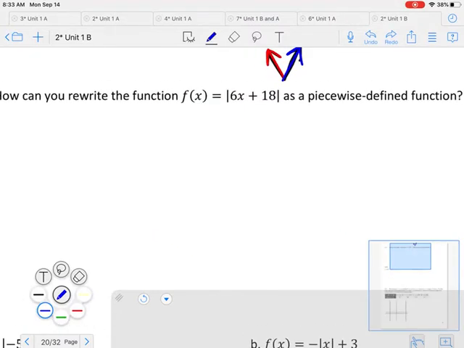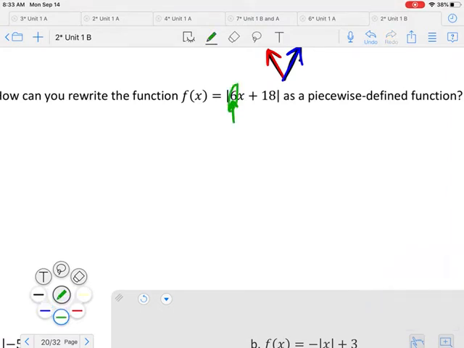So what I need to do is get the vertex of this. And when we were graphing these, we never had any where there was a number inside the absolute value. So all we have to do simply is just factor it out. 6 times the absolute value of x plus 3. Why 3? Because I'm distributing. 6 times x is 6x. 6 times 3 is 18.